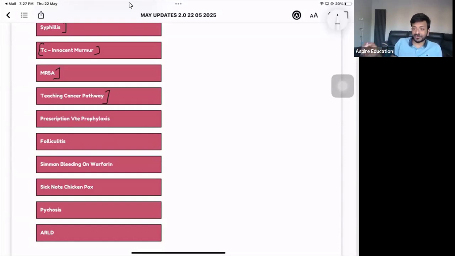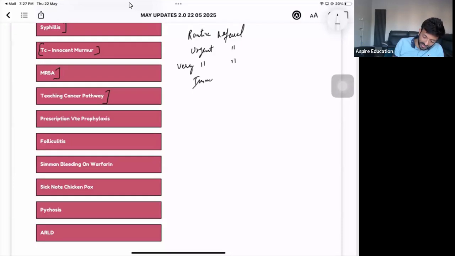We have got routine referrals. We have got urgent referrals. We have got very urgent referrals. And we have got immediate referrals. What do I mean by that? Routine referral is routine, that you understand. Urgent referral is usually used for cancers. Very urgent is for cancer only, but the patient is, for example, very young, under 25.